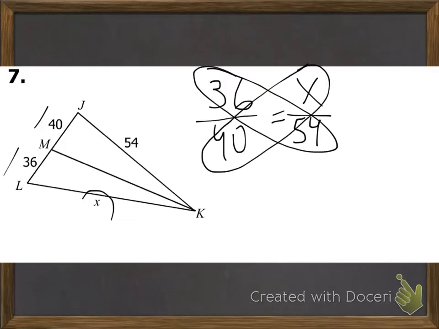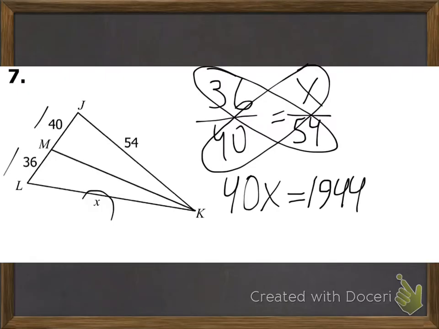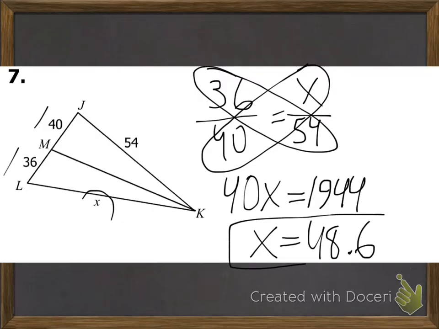You probably could go ahead and reduce this guy over here, but just for the sake of time, I'm not going to. So we're going to have 40x, and then 36 times 54 is going to get a pretty big number, 1,944. Divide both sides by 40, and we are going to get 48.6. Another decimal in this case. When you do get a decimal for an answer, I'm going to ask that you round to the nearest 10th place. Where that 6 is, that is the 10th place.